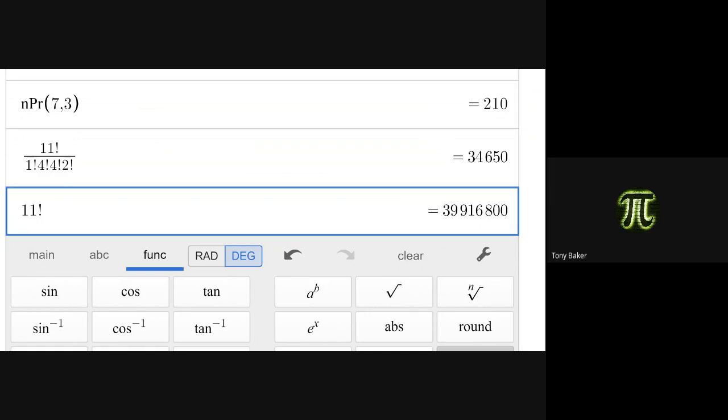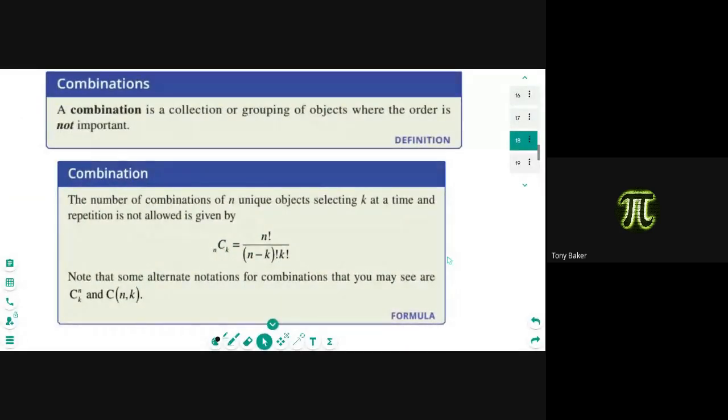Last one. Combinations. Combinations are when order does not matter. Oh, I didn't switch back over. Combinations are when order does not matter. Okay. So the big difference is permutation order matters. Combination order does not matter.